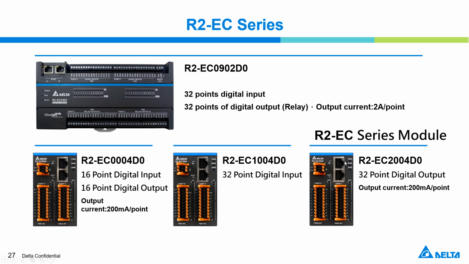But if the on-site DIDO exists, for example 32, then you can use EtherCAT to connect more R2-EC I/O modules.